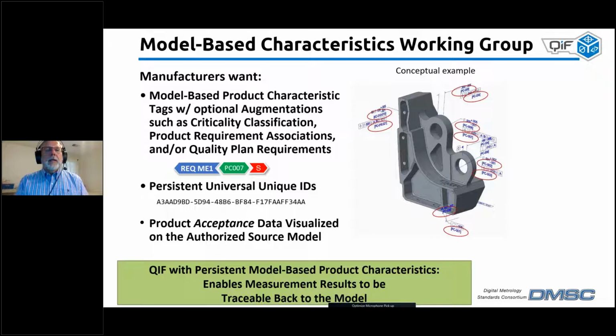One little additional thing on the model-based characteristic working group. As mentioned before, the working group is working on how we would tag, as a human-readable tag, your models or even your drawings. They're looking into different augmentations as described before, but they're also adding that all-important persistent universal unique ID. And we figure that the earlier you can identify those, the quicker you can provide feedback back.